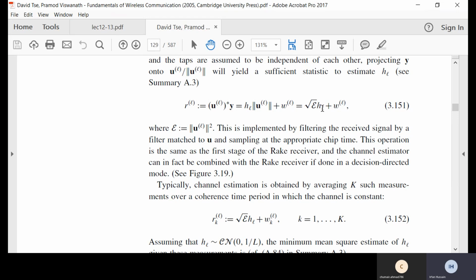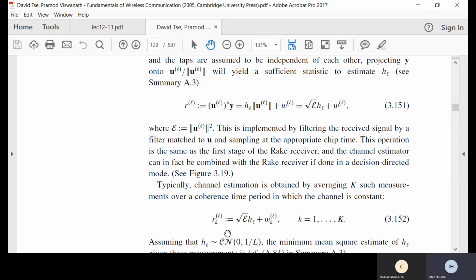this h was becoming h mod square or h mod, and we were detecting the symbol that was sent. Here it is opposite because we know what is the symbol that has been sent. So that is why the symbol becomes u mod and it becomes the energy, while the channel coefficient is needed to be estimated.